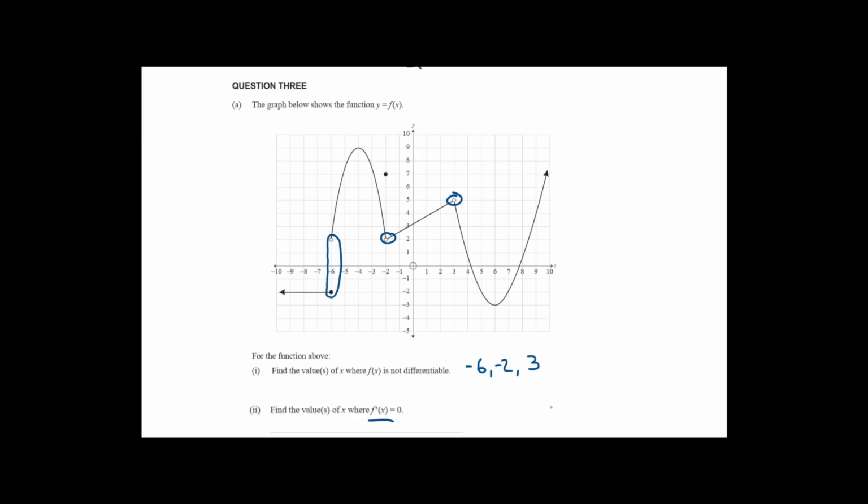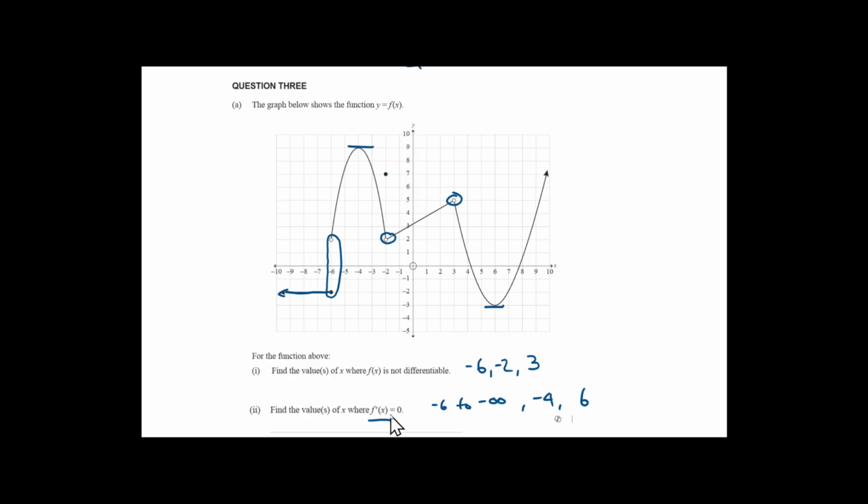Now it says, where is the gradient 0? So where is it flat? Well, it's flat everywhere here, so from negative 6 to negative infinity. And then it's flat here at negative 4. And then it's flat here at positive 6.